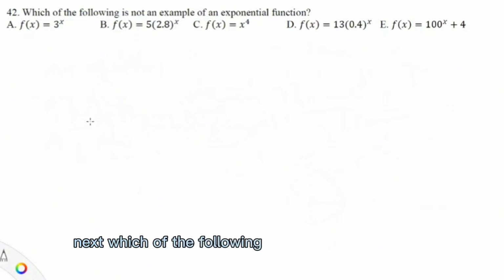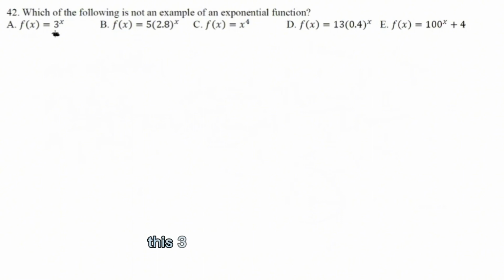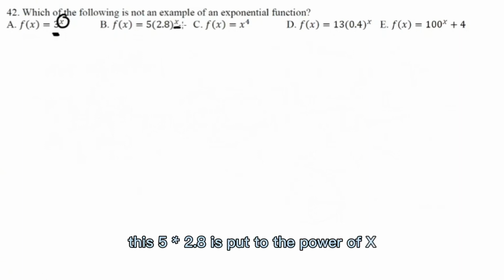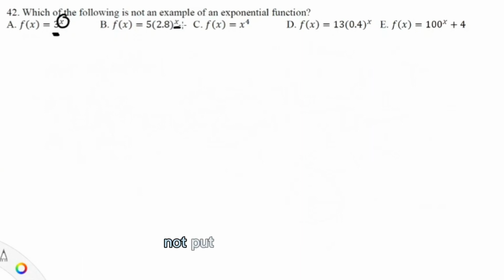Next, which of the following is not an example of an exponential function? Alright, so how do you know if something is an exponential function? Well, the simple way to know is if the thing is put to the power of x. No matter what, if you look at this one, for example, A, this 3 is put to the power of x. If you look at the second one, this 5 times 2.8 is put to the power of x. So you just need to see which one is not put to the power of x. And in this case, that's C. f of x is equal to x to the power of 4. And that's your answer.